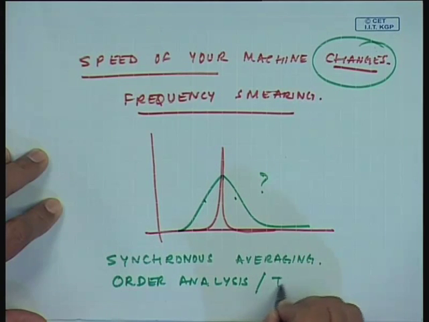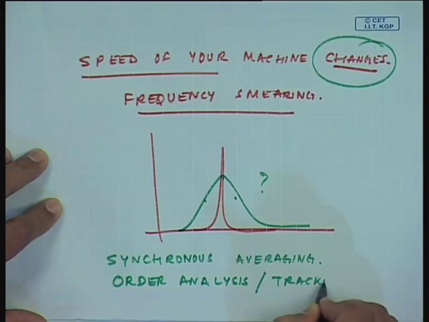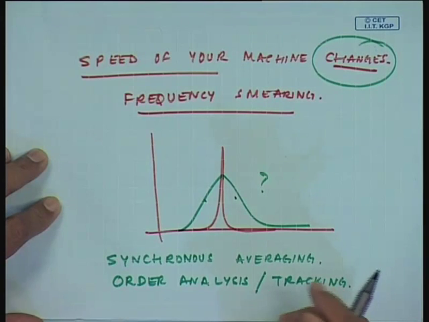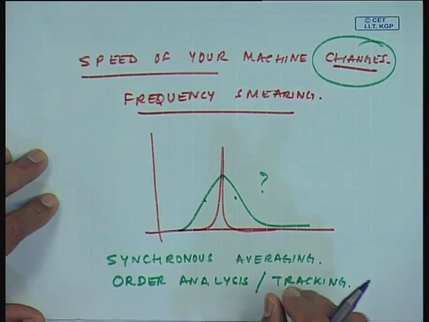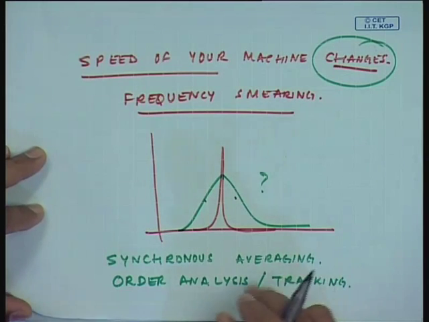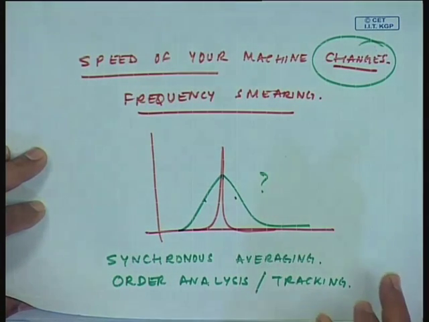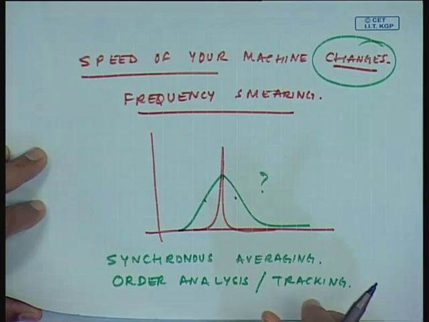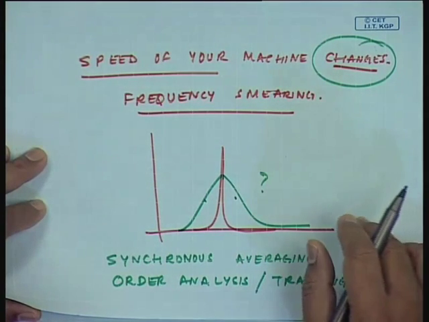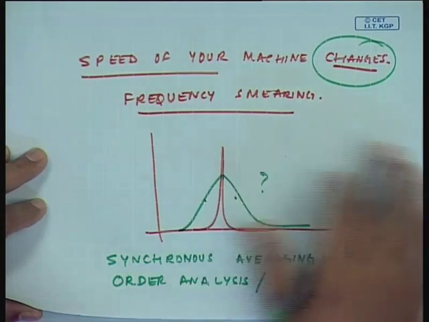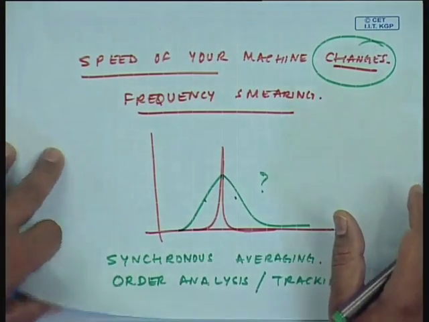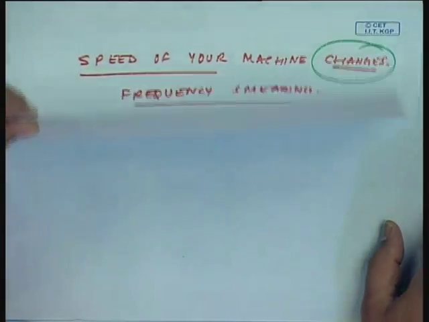Or order tracking. By order, I mean one rotation or one rotational speed, no matter what. So, it is the time taken to rotate by one revolution and its inverse. Okay. So, in order analysis, if the speed is fluctuating, the signal will be taken for the complete revolution. So, we will not miss that, and that is something we will discuss in a later class.